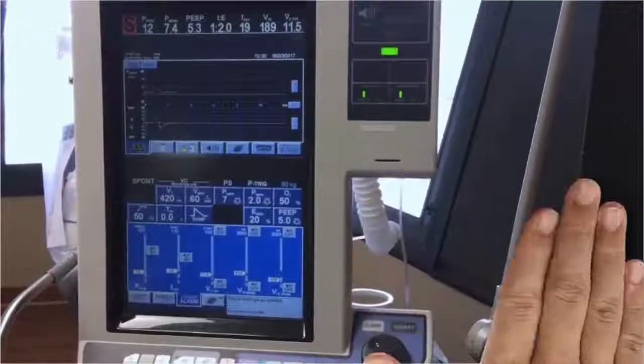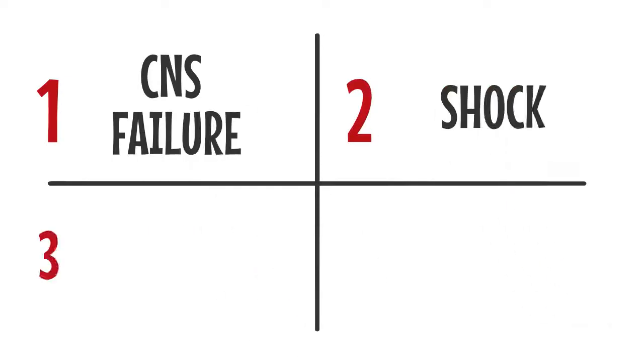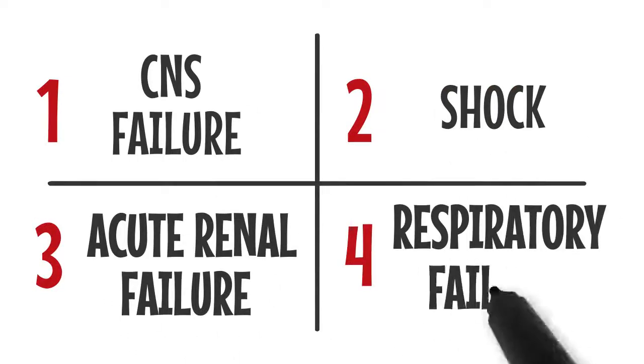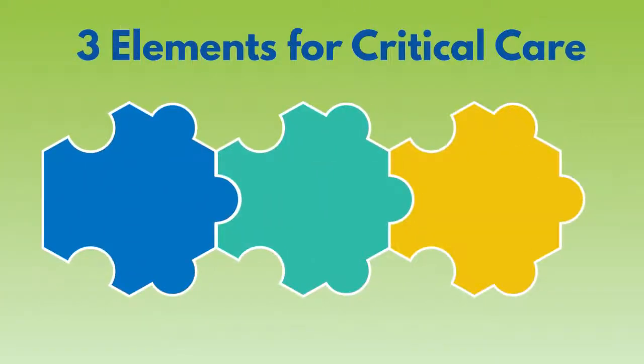There are many conditions that can lead to you providing critical care. CNS failure, shock, acute renal failure and respiratory failure are only a few of the conditions that can qualify for critical care services. This is not an exhaustive list. The key element when reporting critical care is your documentation. There are 3 components of critical care documentation.